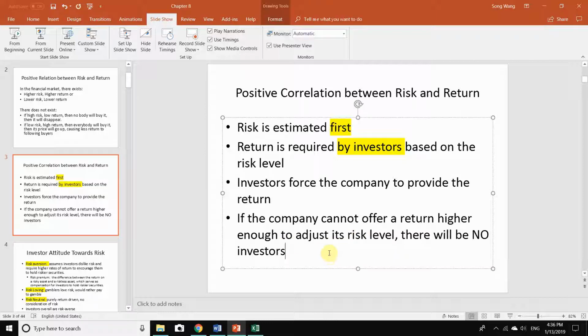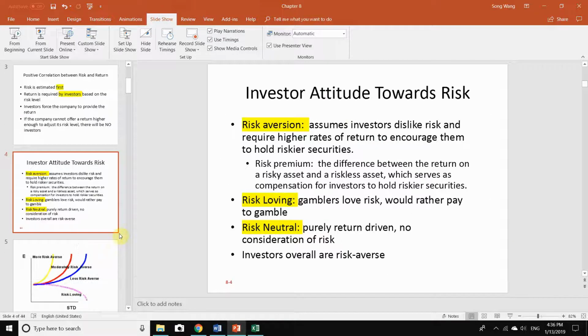So basically, if investors require a certain level of return, then the firm has to offer that return. Okay, and not every investor is rational, so we have different risk attitudes in our population. The rational ones would be risk averse. In this group of people, they dislike risk, so they would require higher return to be encouraged to hold riskier securities.